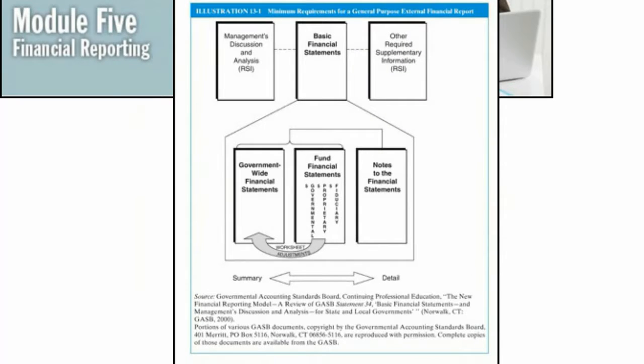In governmental financial reporting, we have 3 general areas: management's discussion and analysis, MD&A. Secondly, other required supplementary information, or RSI. And then finally, the basic financial statements.